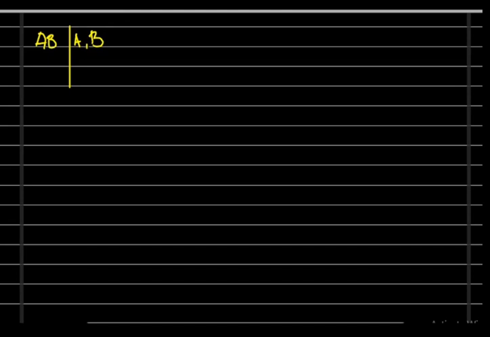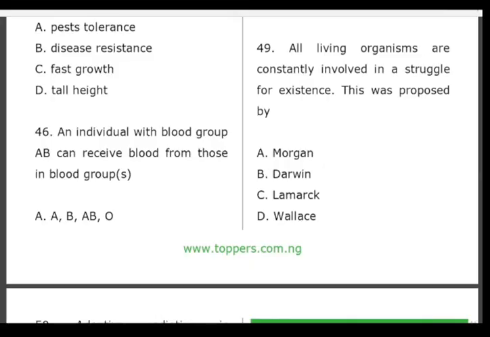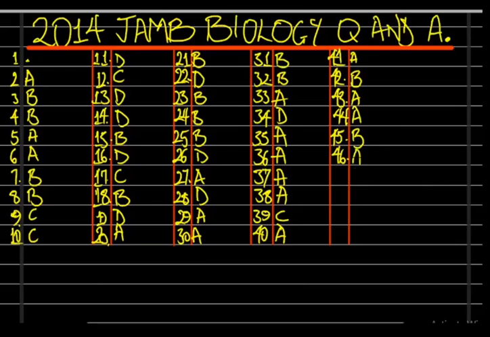And so if you look at all the blood groups, blood group A has antigen A, so it can donate to AB. Blood group B has antigen B, so it can donate to AB. And then blood group O does not have any antigen. As such, it also has the ability to donate blood to the AB blood type. Also, AB on its own can donate blood to blood group AB. So that is the answer to our question, option A.